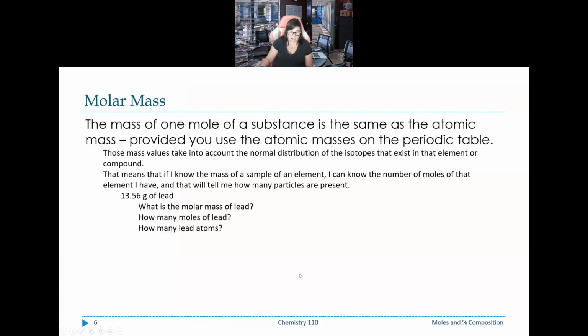How many lead atoms? Well, I use Avogadro's number to get from moles to number of atoms, right? I know that there's 6.022 times 10 to the 23rd atoms per mole. So if I have 13.56 grams and I convert that to moles using the molecular weight, I cancel the grams. I can then multiply by 6.022 times 10 to the 23rd atoms per mole. And that will give me the number of atoms.